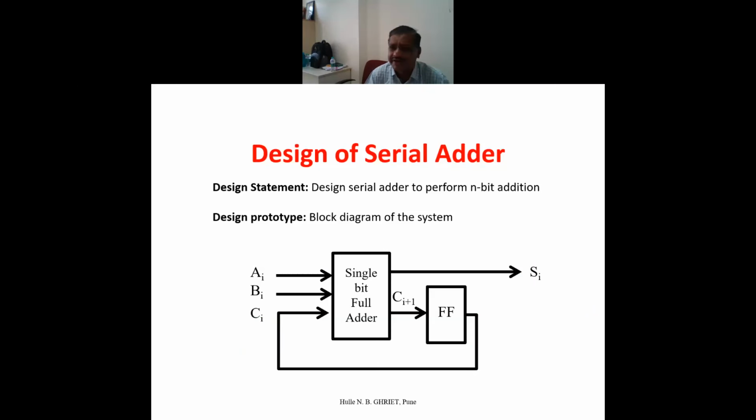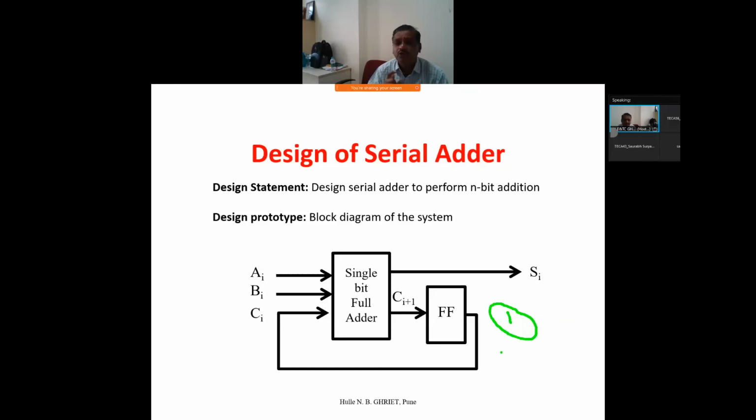Now first we have to find out the number of states required. So how will we predict the number of states? Look carefully. The things which we have to remember, the things which we have to memorize, that will give the number of states. Now in this case, in a single clock cycle, what are we doing? We are finding the addition. To find out the addition, what do we have to remember?